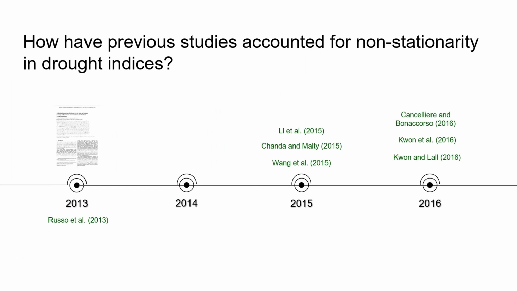Russo et al. 2013, 6 additional papers followed a similar approach to tackle the drought non-stationarity problem, but in a slightly different way from what Russo did. For the sake of time, I can't go into the details of these, but just know that these are out there.